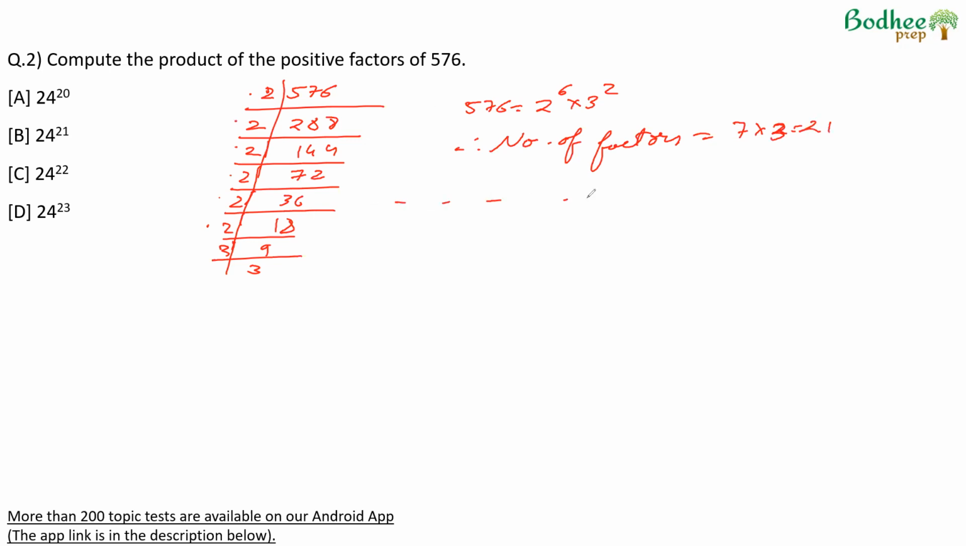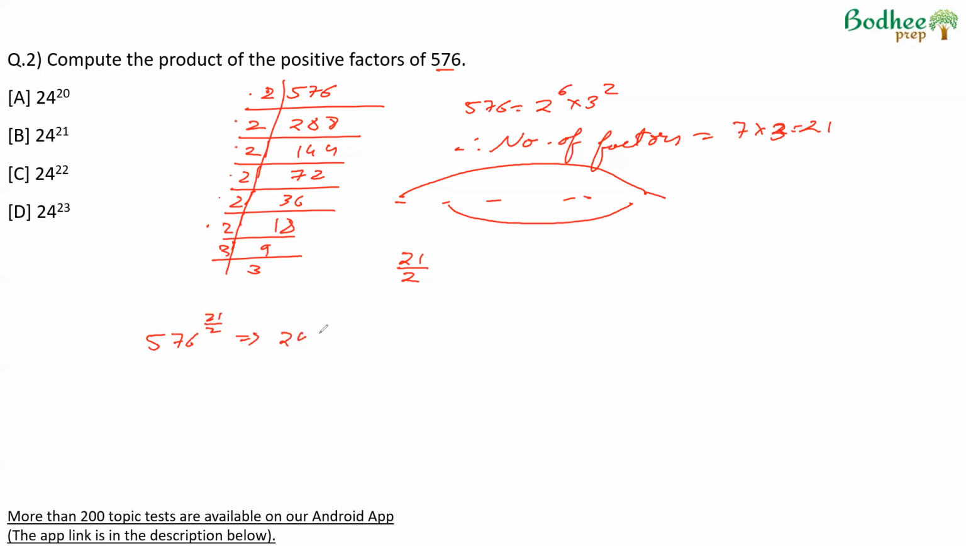Now, when we write all the factors, we have to find the product of the positive factors. When we write the factors, the first and the last factor will multiply to give us 576. The second and the second last factor will multiply to give us 576. Therefore, out of 21 factors, we will get 21 by 2 pairs. The product of each of the pair will be 576, and therefore the overall product will be 576 raised to the power number of factors by 2.